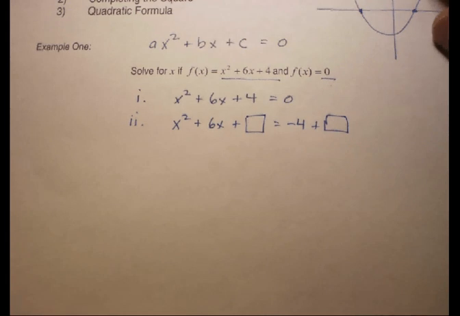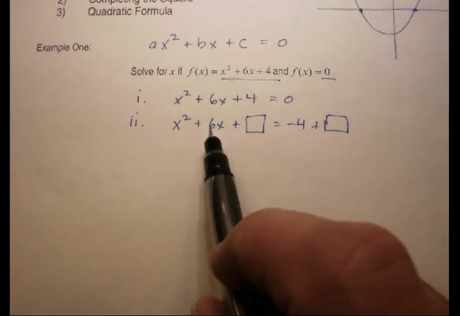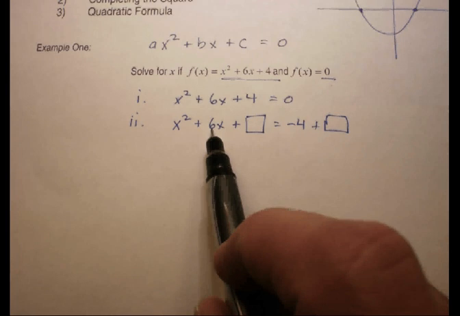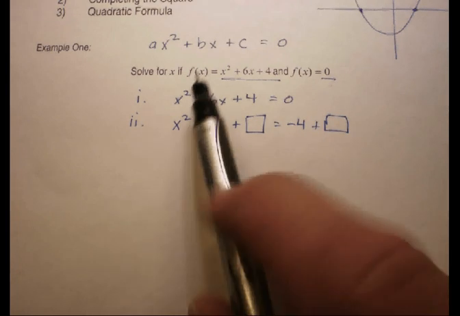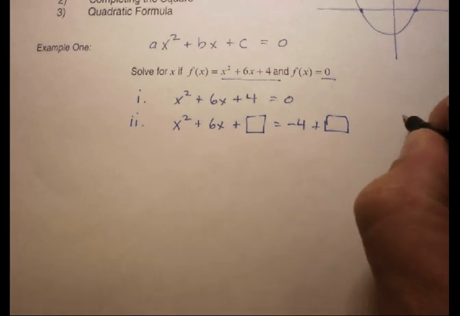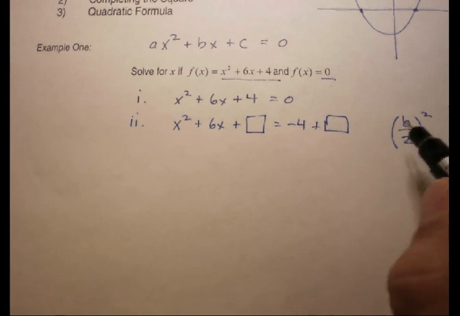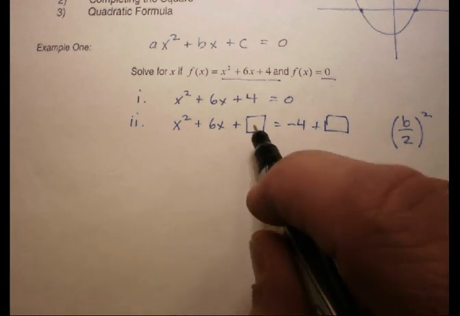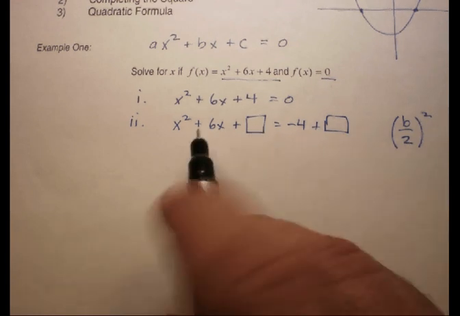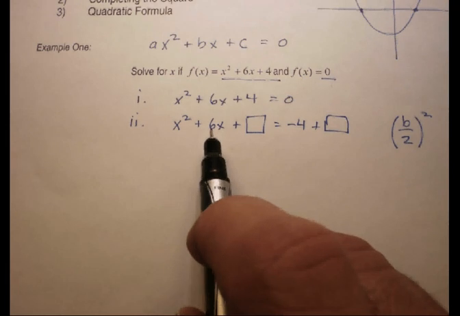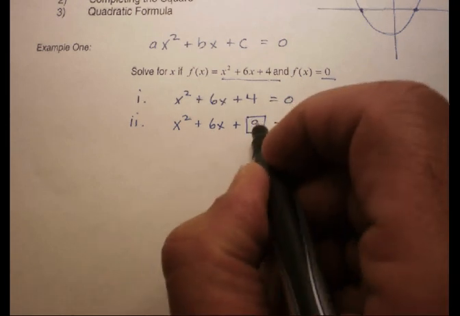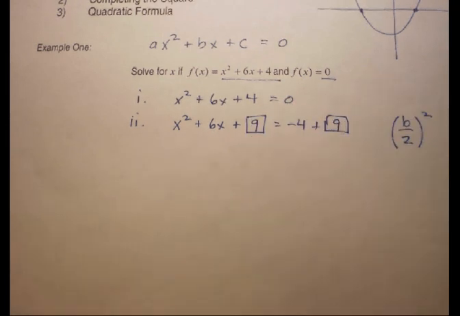Okay, there is a trick to this. What you do is you take half of the linear coefficient and square it. Now remember, the linear coefficient is called b, so we could think of it like this. Half of b squared will be the number I put into here. So half of 6 is 3, 3 squared is 9, and I add that to both sides.